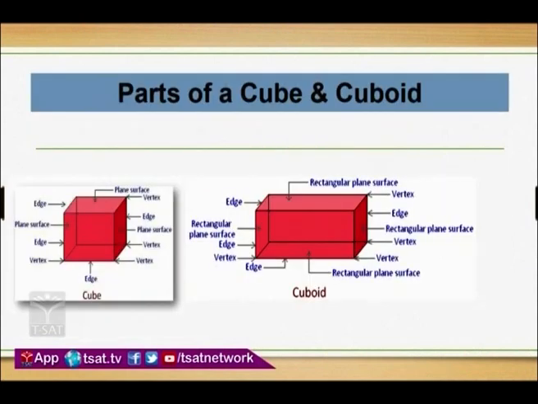Now see the next one, parts of cube and cuboid. Both cube and cuboid have the same number of vertices, faces and edges. But the difference is, in the first image, the top portion of the cube we call a square plane surface, whereas for the cuboid we call it a rectangular plane surface. Now see the first image, children. I will explain these parts on the board so that you understand clearly. Now all of you look at the board. I have already drawn the picture of a cube and cuboid.